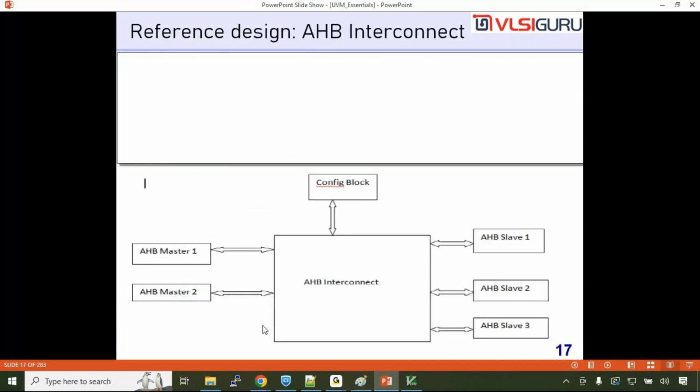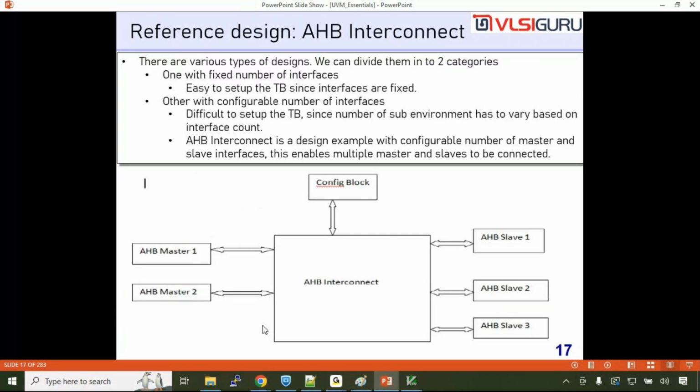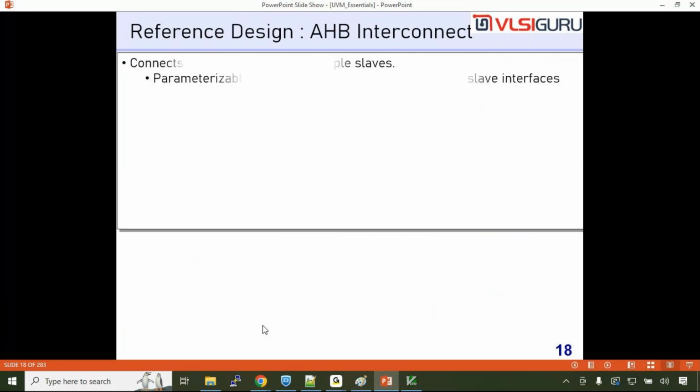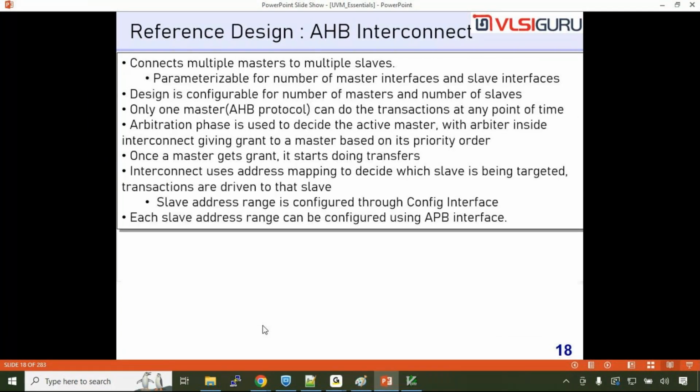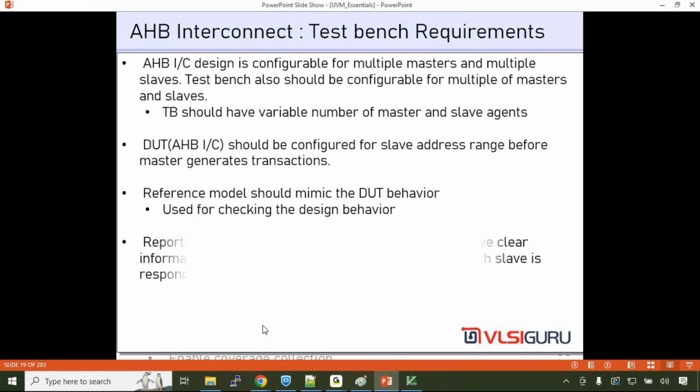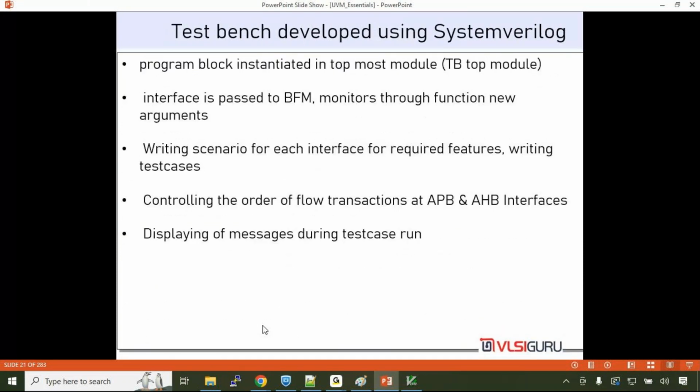We wanted to use this design as reference, but we understand why we need UVM, so there is no need to really go through all these things again. It will confuse you a lot.